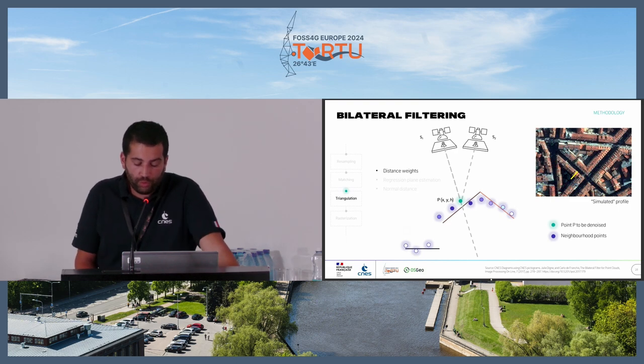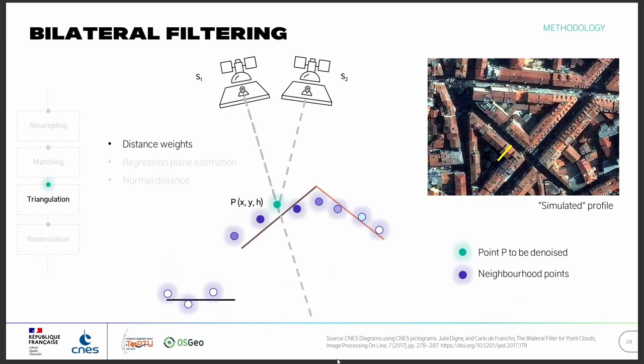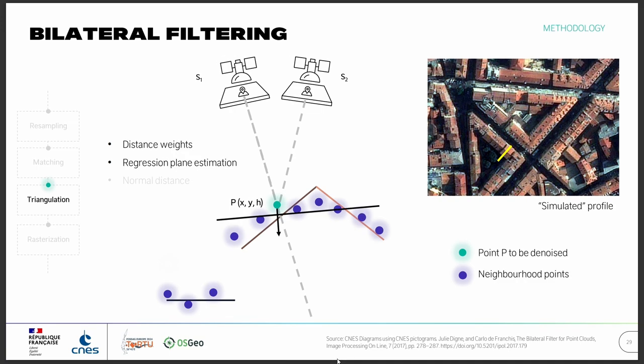And to denoise a point cloud, we look at all the points of the neighborhood. Thanks to the distance, we compute a weighted mean, and we obtain a plane by regression. So we know in which direction the points have to go to be denoised. And thanks to the normal distance, we can move the point to its new position.